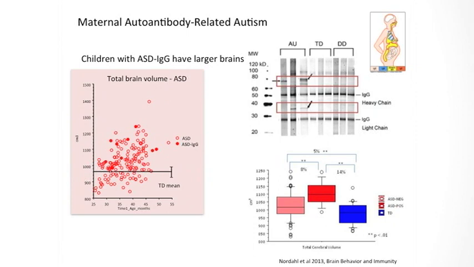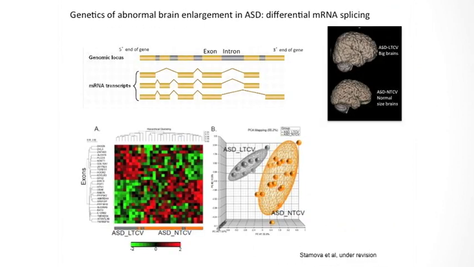This is only present in about 7% of cases with autism, so it's a sizable subset, but it's certainly not all cases with autism. So let me also talk about, I'm not a geneticist, so I'm being brave by venturing into this, but the genetics of abnormal brain enlargement as well.